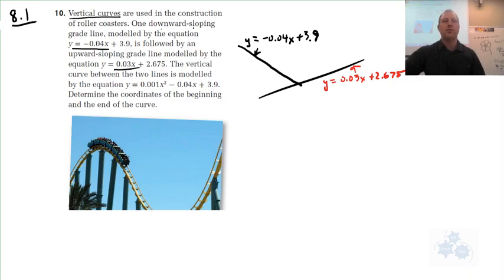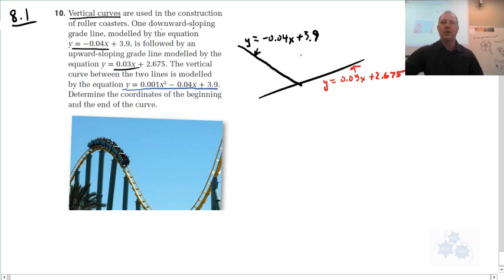The vertical curve between the two lines is modeled by this equation. So they give you the equation of the parabola, which would kind of be something like this, let's say. Okay, so you would have two connection points here and here between those two lines. These black lines right here are called tangent lines. Right? And so again, the roller coaster comes down this part of the track and then it picks up this parabola and it's a nice smooth curve to get to the other part of the track. That's what we're calculating. And so it says determine the coordinates of the beginning and the end of the curve.